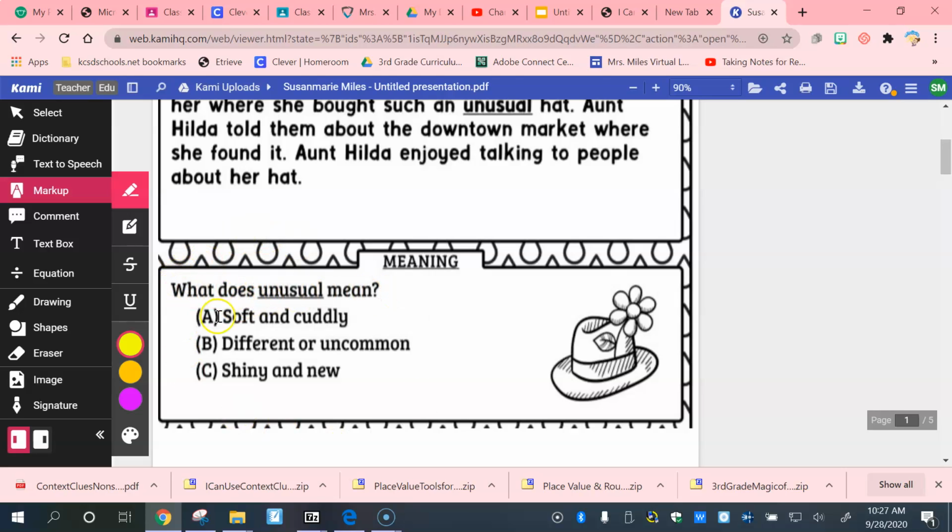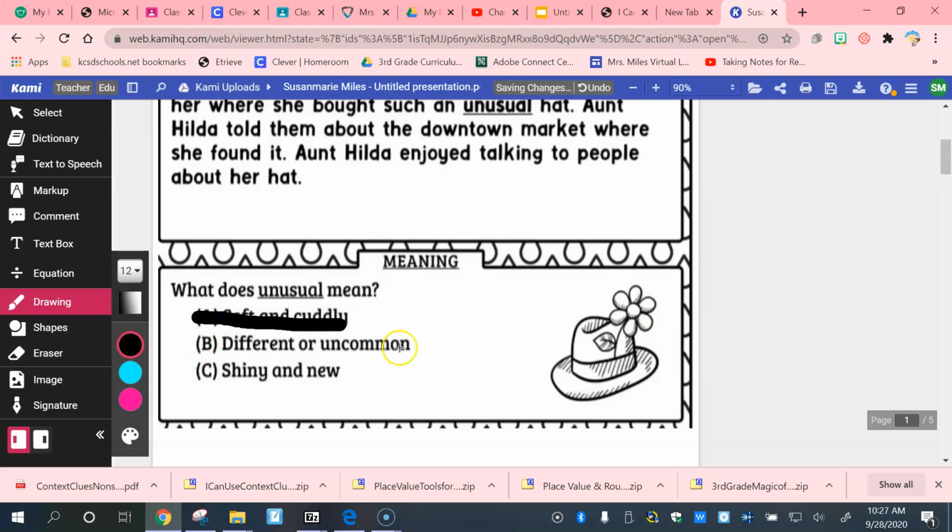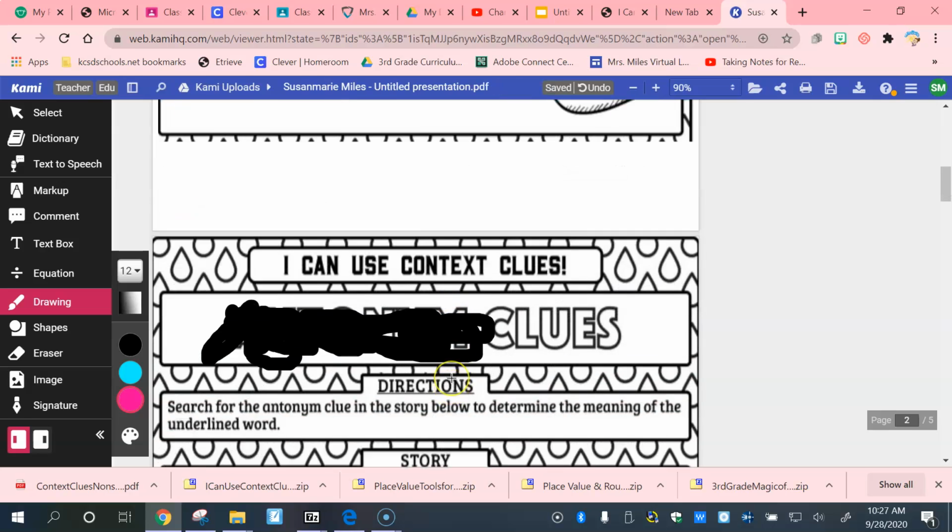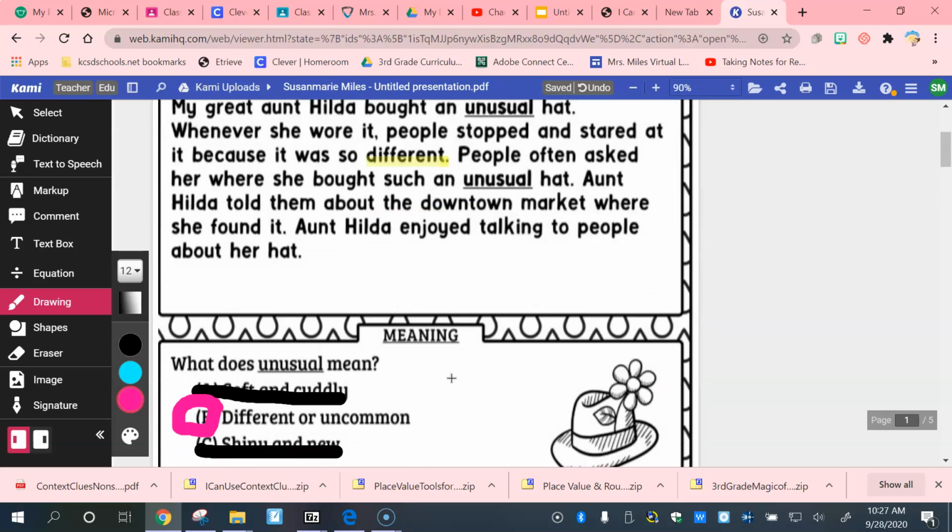So let's come down and see if that was the meaning. What does unusual mean? Does it mean soft and cuddly? No. Does it mean different or uncommon? That's a good option, but remember, we always read through and then we go back and choose. Does it mean shiny and new? No. So you are correct. It means different or uncommon.